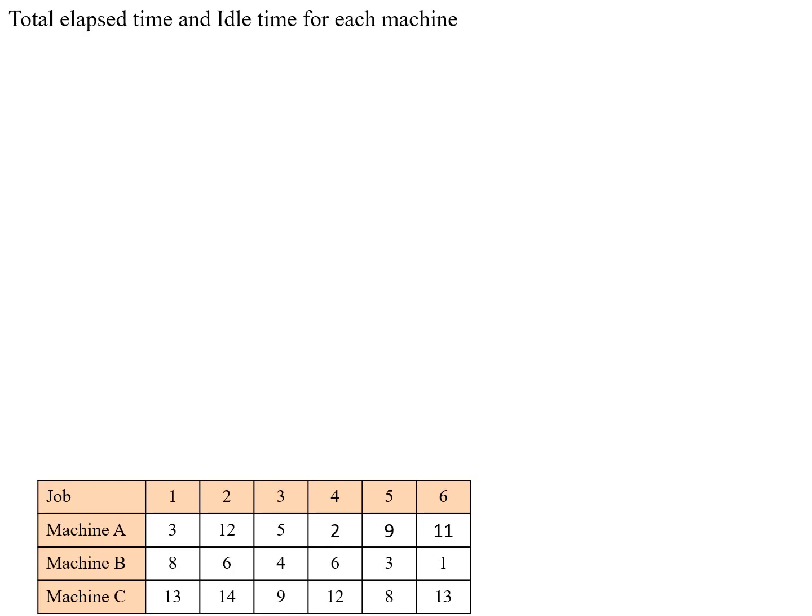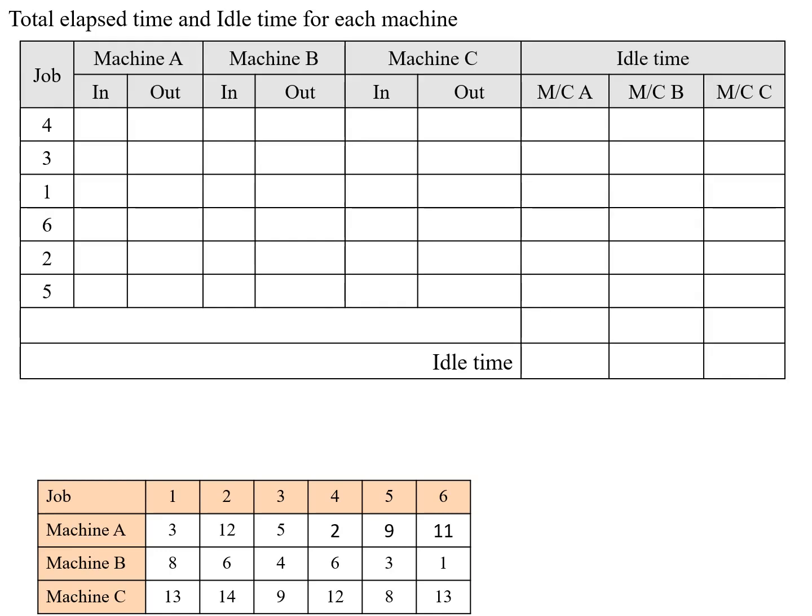Next we have to determine the total elapsed time and total idle time for each job. For this, draw a tabular column. Here the first column represents the job. So write the sequence of the jobs obtained from the optimal sequence table, that is 4, 3, 1, 6, 2, 5. The next columns are machine A, machine B and machine C, which have the in time and out time. Here in time represents the receiving time for the respective jobs and out time represents the in time plus the processing time for the respective jobs.